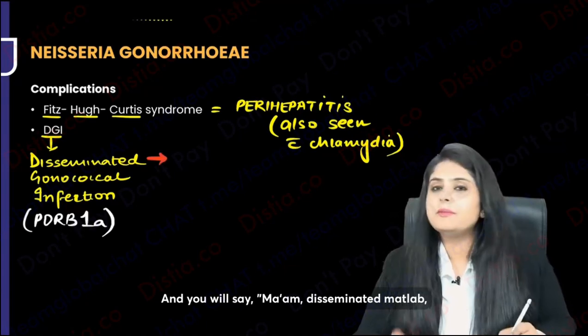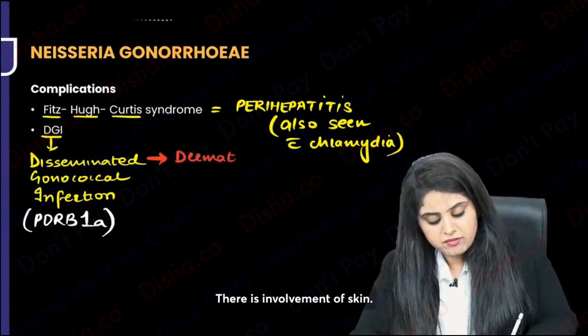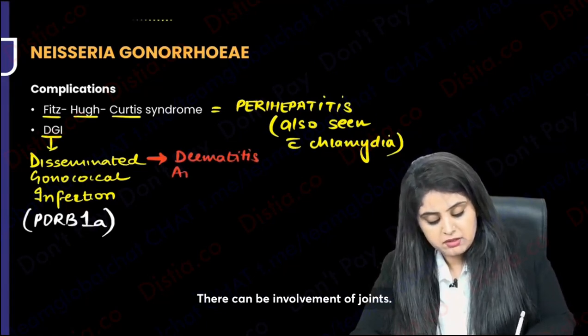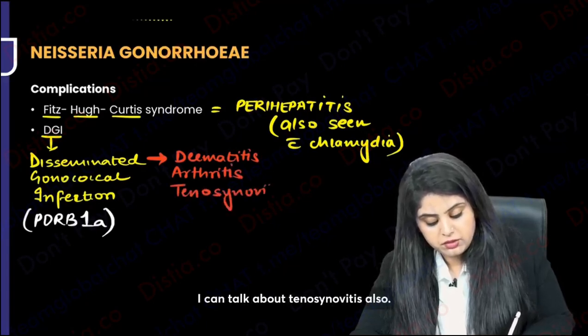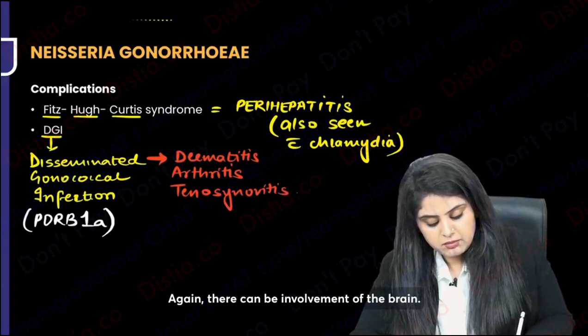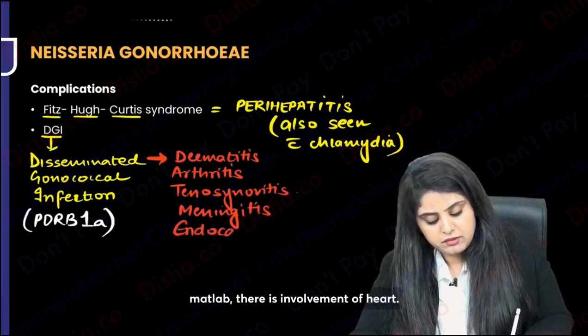And you will say, ma'am, disseminated, meaning what all organs of the body are affected? There is involvement of skin. There can be involvement of joints. When I'm talking about joints, I can talk about tenosynovitis also. Again, there can be involvement of the brain, so meningitis, and endocarditis, meaning there is involvement of the heart.